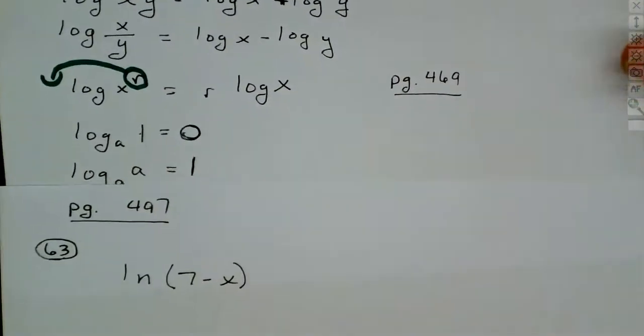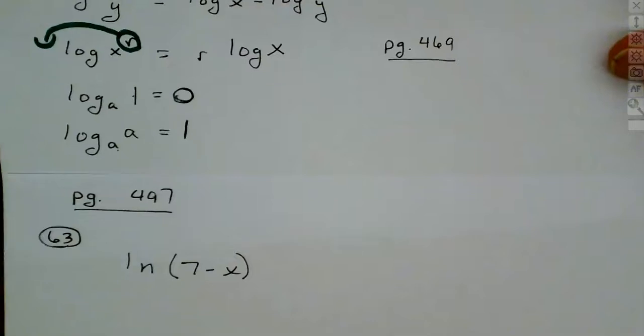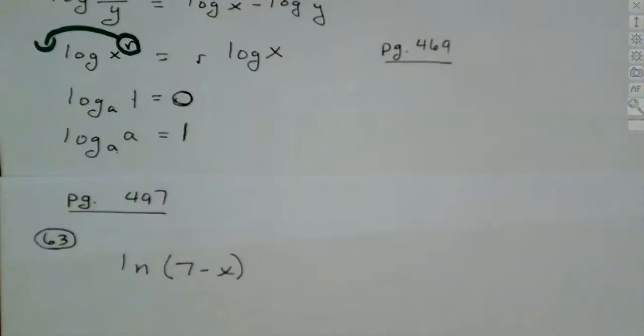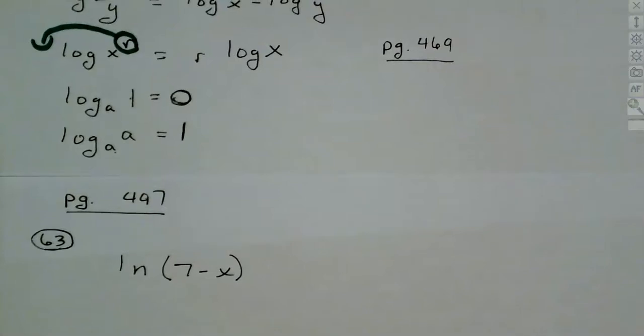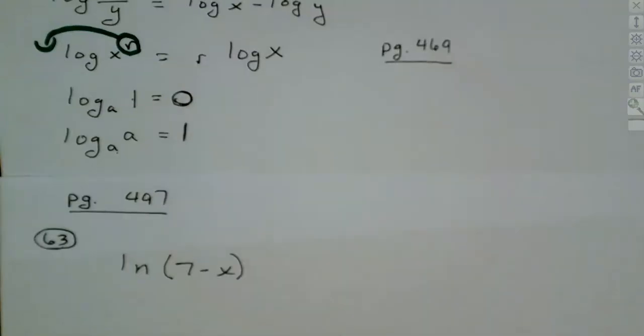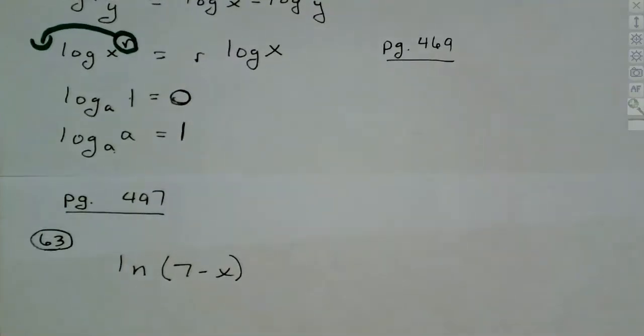Now, we're going to be using these properties to get it down to something that we can deal with. And 4.5 is a very difficult section. It's not an easy one at all because there are all different types of questions. We're going to look at 63, and we're going to learn how to handle this one.